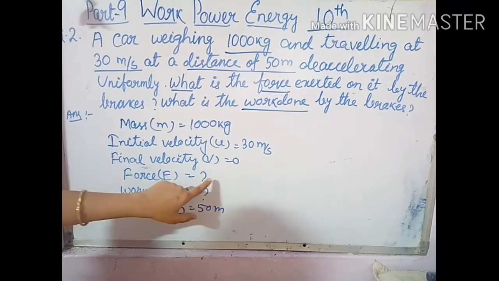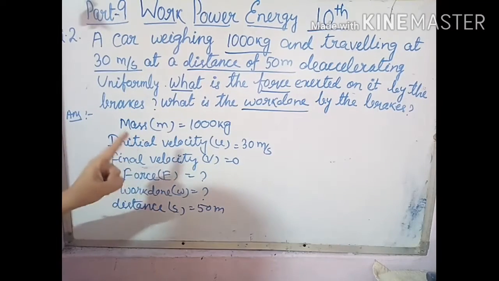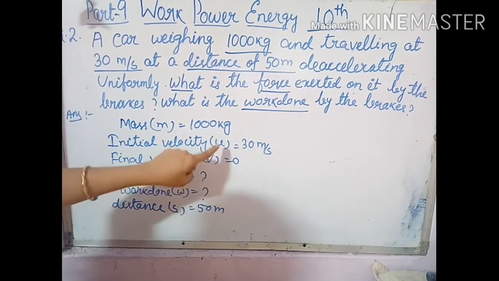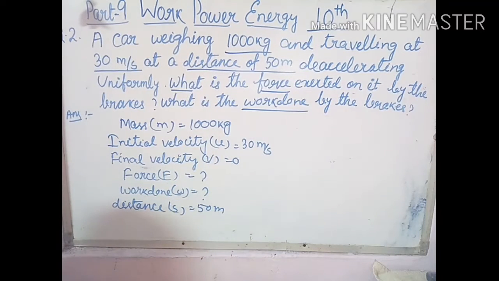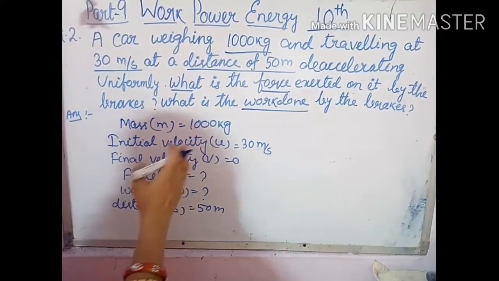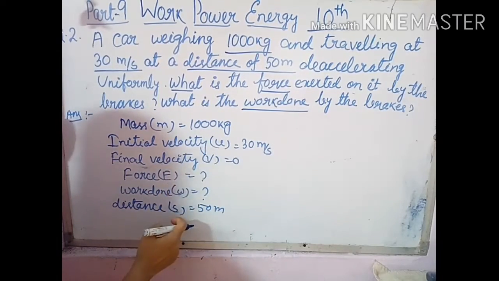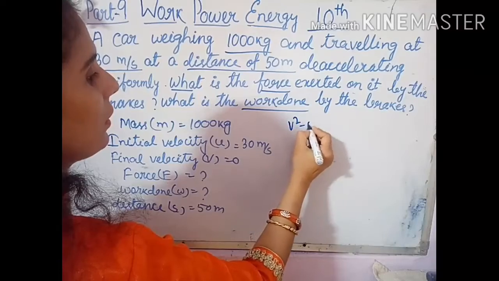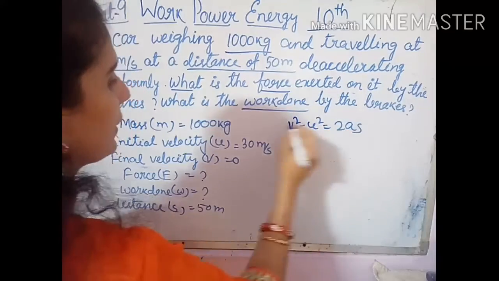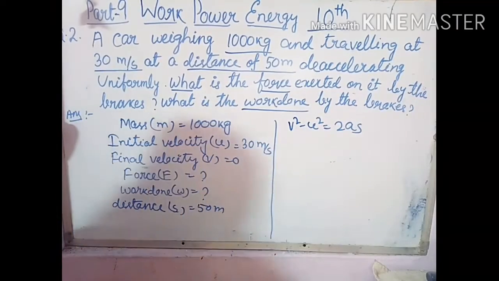So F equal to MA, as you know. But M is given, A is not there. So you have to find out A from V, U and S. As I told in the previous video also, you have to remember the equations of motion that you read in the 9th class. As per your convenience, there are 3 equations of motion, and you can use whichever fits your given data. So here I am going to use the third equation, since V, U, S are given. The third equation is V square minus U square equal to 2AS. From this I will calculate A, from A I will calculate force, and then I will calculate W.